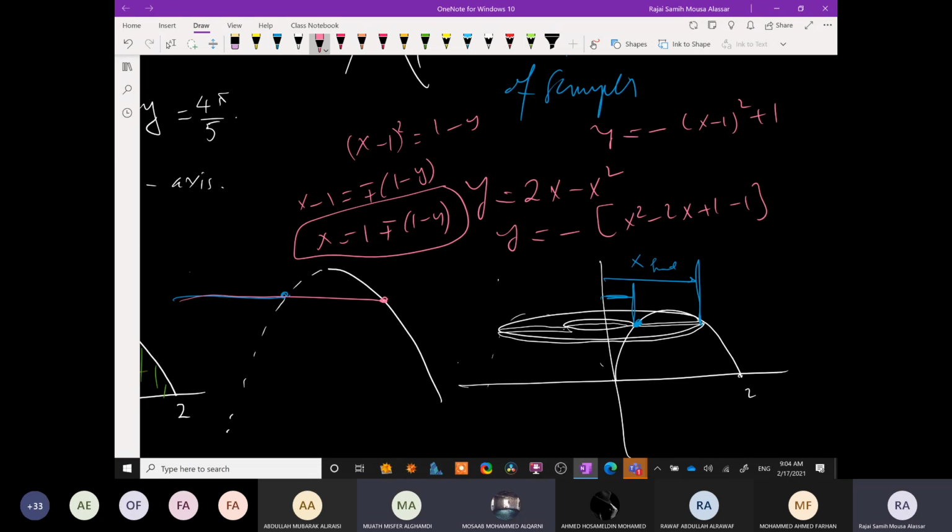Under the root. Do you mean the root? Yeah, under the square root, yes, of course. Okay, so you take one with a positive sign. So this x is going to be 1 plus the square root of 1 minus y. And this x is going to be 1 minus the square root of 1 minus y.